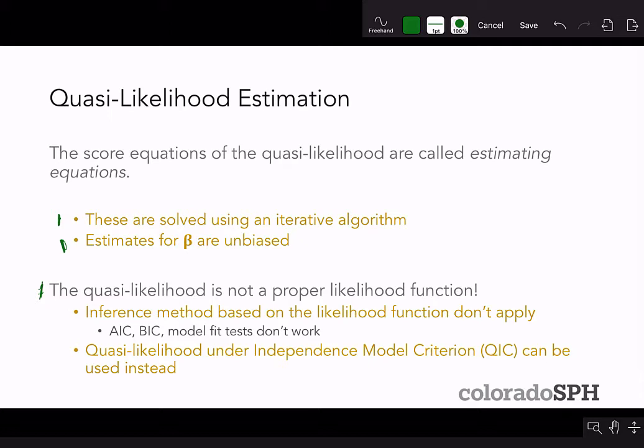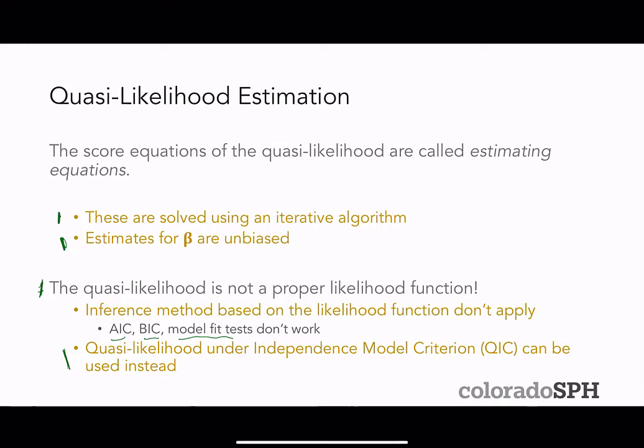And this means that AIC and BIC and traditional model fit tests that compare your model to some saturated model under the likelihood assumptions won't work. However, there is an alternative called quasi-likelihood under independence model criterion, or QIC, which can be used in place of something like AIC or BIC to compare between different nested and non-nested models.